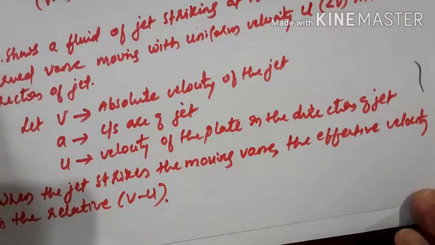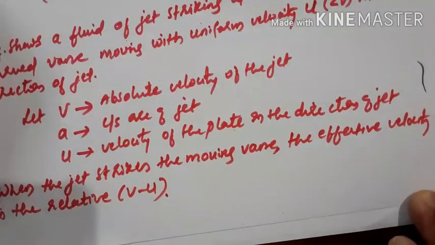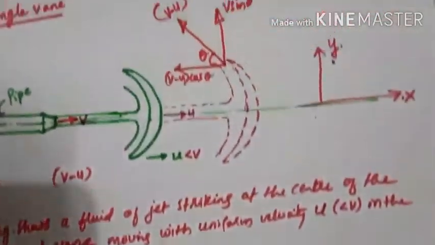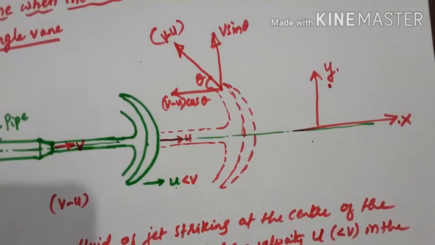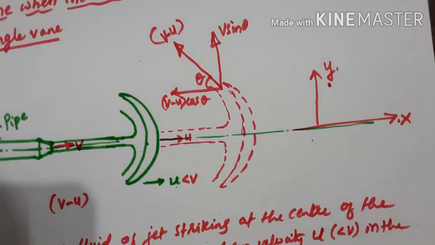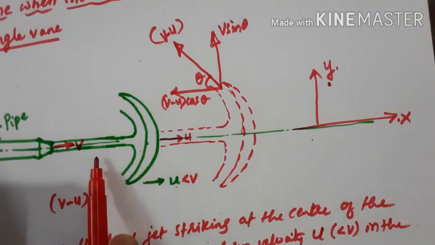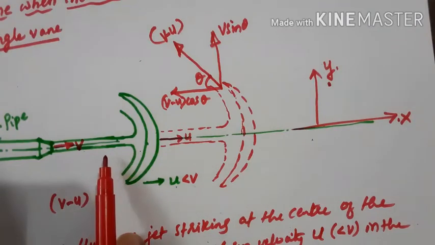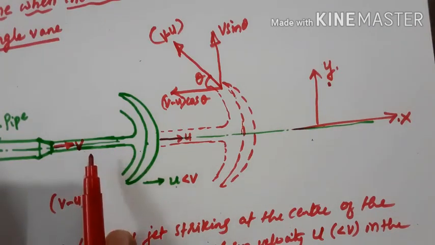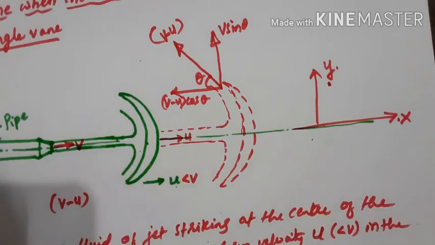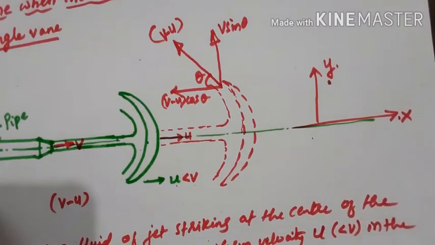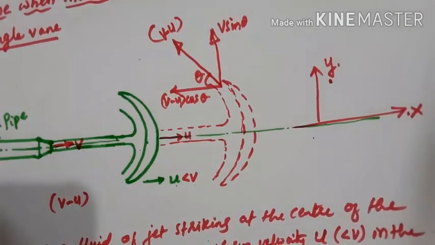Okay, so this is what we need to consider in case of moving vanes. In previous cases, where we have taken stationary vanes, we have taken only the absolute velocity. Again, I am repeating, absolute velocity means the motion with respect to the fixed entity. Since in these cases both the jet and the vane are moving, we have to take the velocity of the plate with respect to the jet. So here the effective velocity to be considered is the relative velocity v minus u.